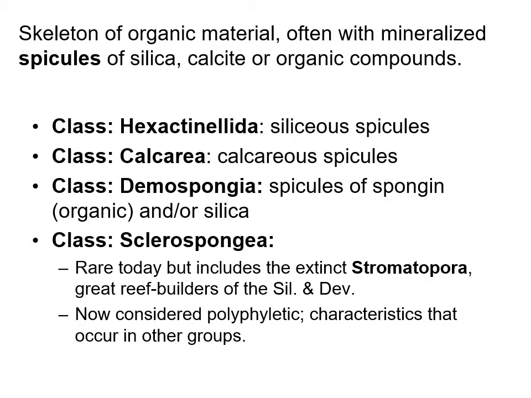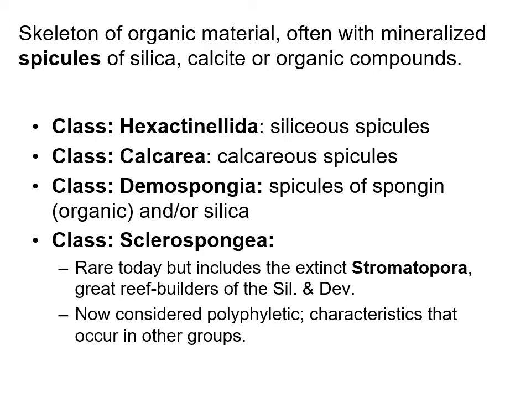As we mentioned, the skeleton or the main structure of a sponge is made of spicules that can be composed of silica, calcite, or calcium carbonate, or an organic compound. And that's one of the ways in which we try to phylogenetically classify sponges into different classes. So there are 4 main classes, but right away we're going to notice that we have some problems with this classification. Class Hexactinellida. These are all of your siliceous sponges, so the glass sponges.